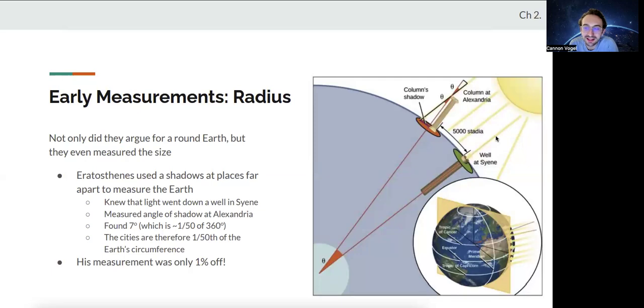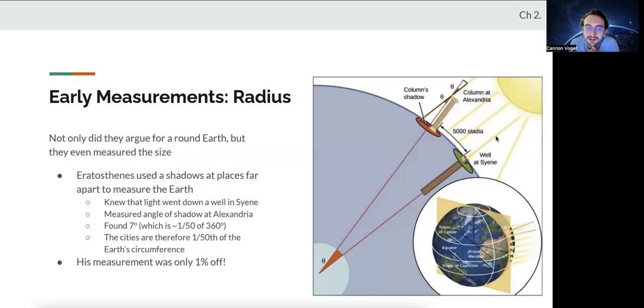And his idea was that at the same time and day, in another city pretty far away, Alexandria, he would measure the angle of a shadow from a column. So he would measure how long the shadow was, and he knew how tall the column was. They could do trigonometry back then, so he was able to get that angle. And once he had that angle he found it was 7 degrees. So the shadow in Alexandria was pretty small. It was a pretty short shadow, only a 7-degree triangle.